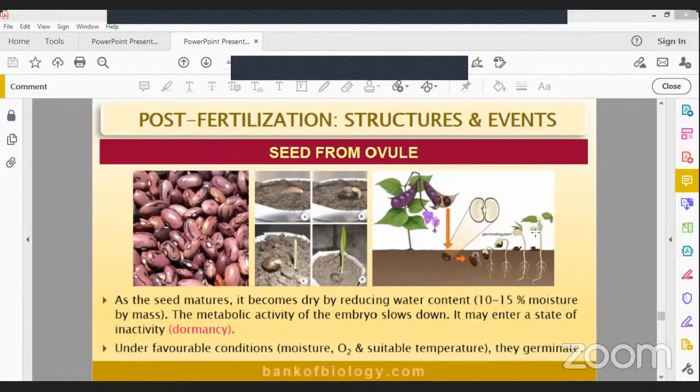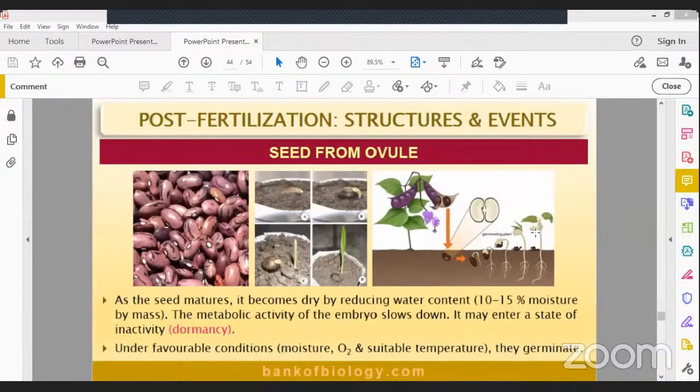Dormancy, write it down. Under favorable conditions, what will happen? With moisture, oxygen and suitable temperature, they'll start germinating.